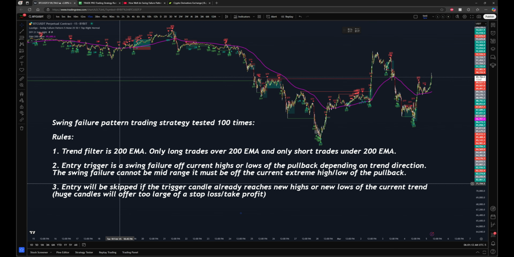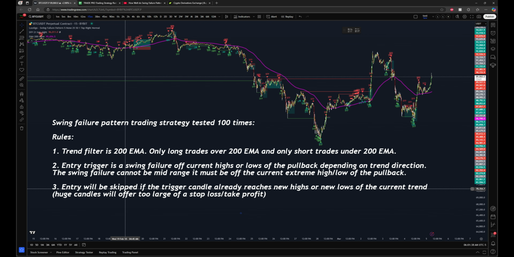So the entry trigger is going to be our swing failure off of the current highs or lows of the current pullback, depending on trend direction. The swing failure cannot be mid-range. It must be off the current extreme high or low of the pullback. I'll show you some examples of that, but we're not entering a mid-range swing failure pattern. We're looking for a new high or a new low of the current pullback, depending on our trend direction.